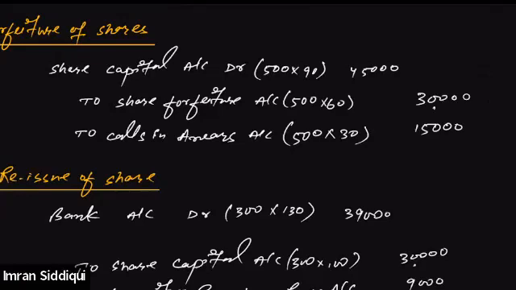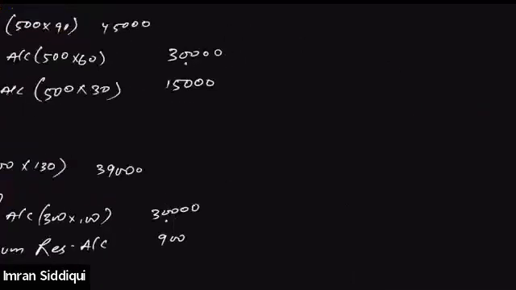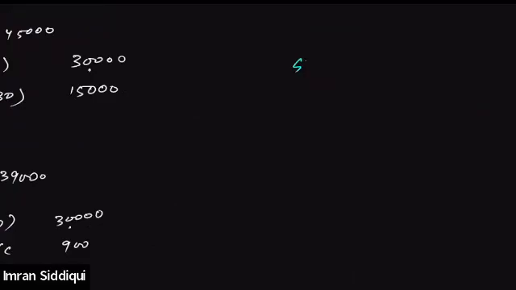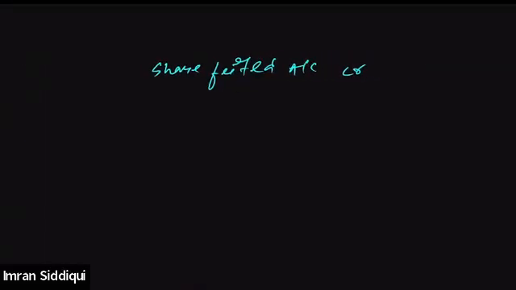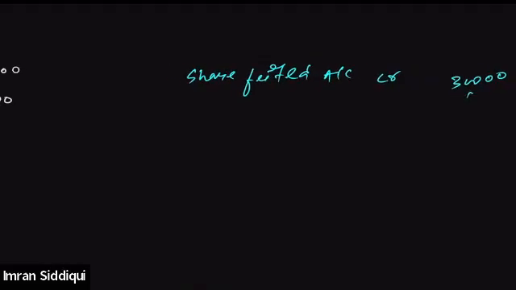All right. So can we just transfer the entire amount to the capital reserve account? Can we do that? The answer is no, we cannot. Share forfeited account, pay attention, try to understand. If the share forfeited account was credited earlier by 30,000 rupees at the time of the forfeiture of share, we are considering this as a profit, right?